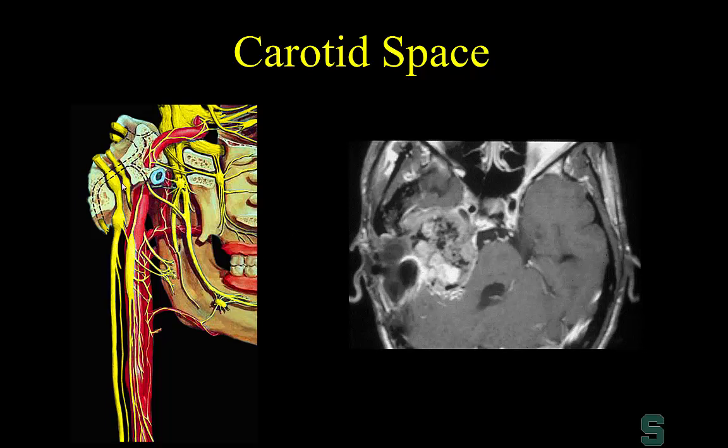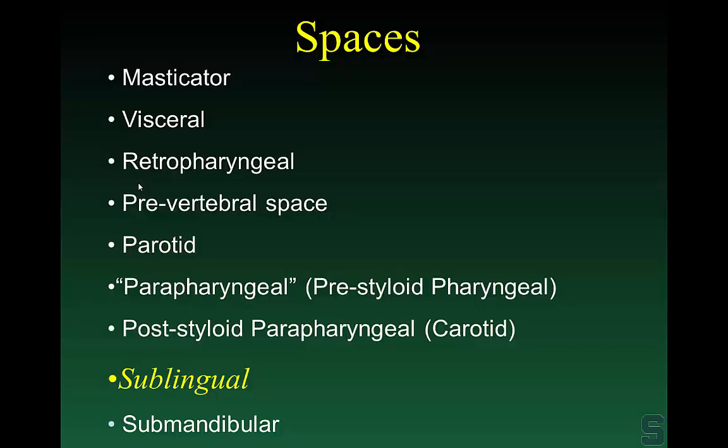A glomus tumor that arises from the jugular foramen, that's a glomus jugulare. And to complete it, what do you call a glomus tumor that arises in the middle ear cavity? That's a glomus tympanicum tumor. All right? Well, the last two spaces, again, are pretty straightforward.